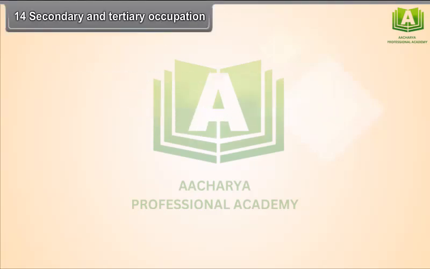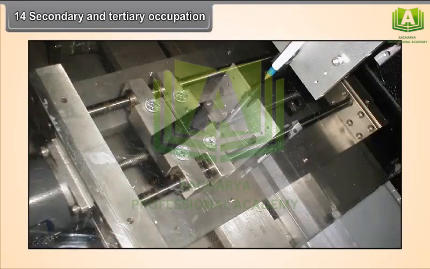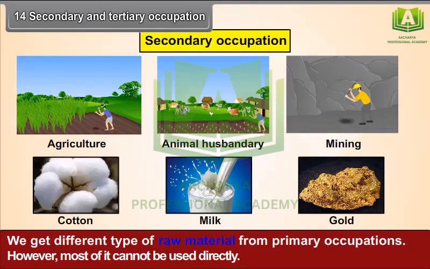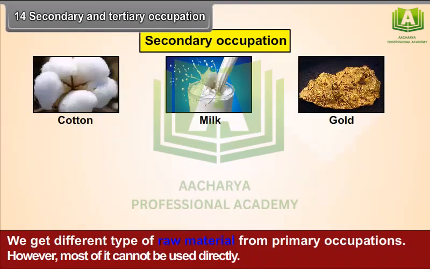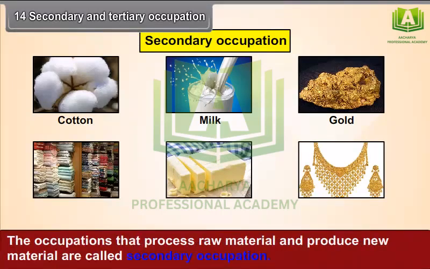Chapter 14. Secondary and Tertiary Occupations. Secondary occupations. We get different types of raw material from primary occupations. However, most of it cannot be used directly. We need to process the raw material and make the necessary changes. The occupations that process raw materials and produce new materials are called secondary occupations.